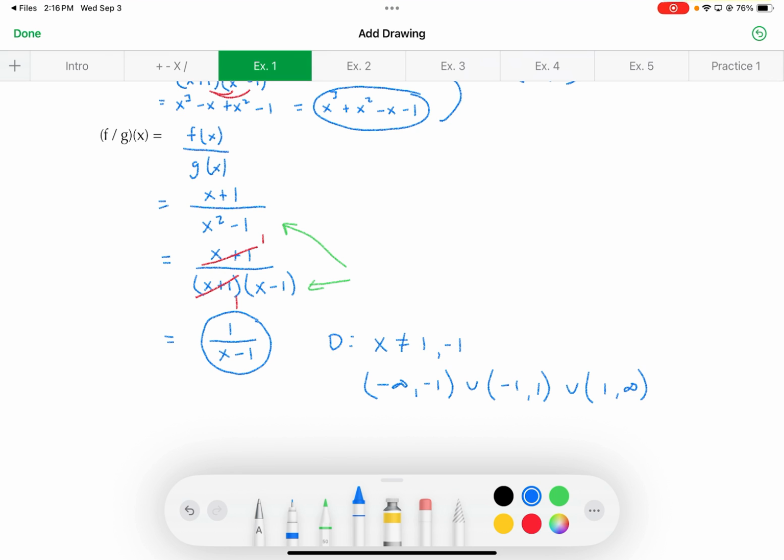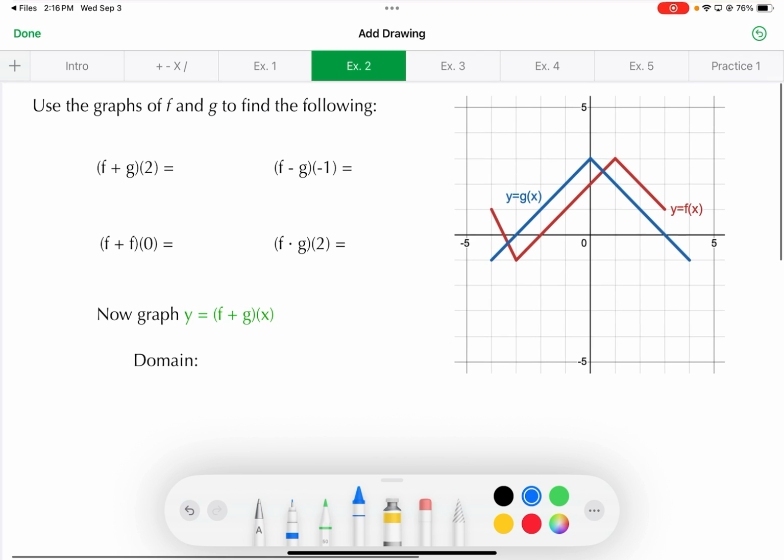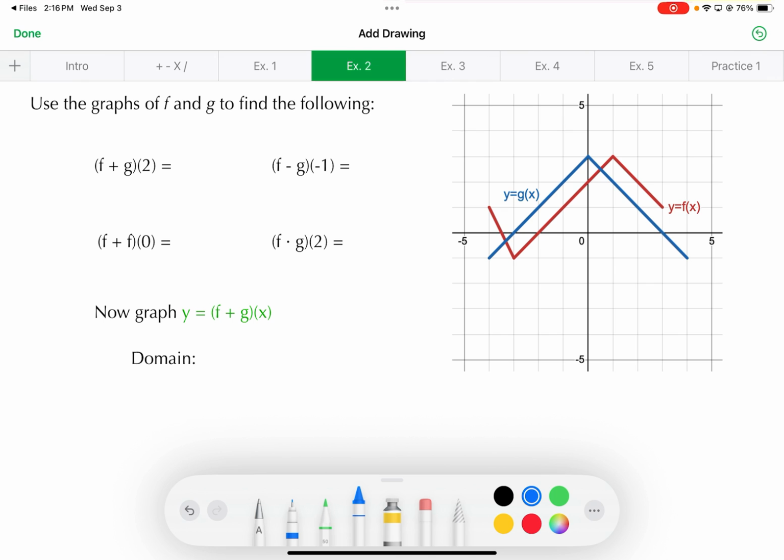All right, example 2. Here we are given the graphs of 2 different functions. f of x is the red graph. g of x is the blue graph. Notice they are both functions. They pass the vertical line test.